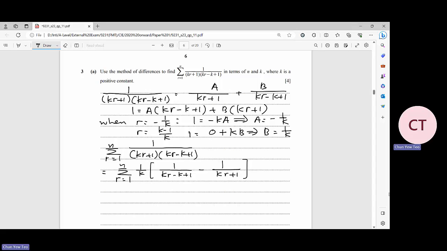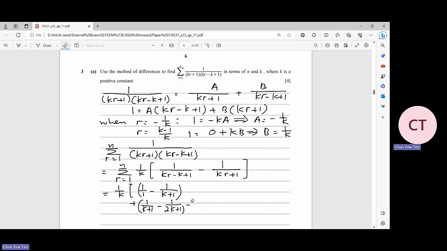I'll put it like this. Okay. Then since the k is a constant, actually I can bring the constant out. Then just replace r equal to 1 inside. If I put r equal to 1 inside, then I will get this as 1 over k times (1 minus 1 over k plus 1). Then when I put r equal to 2, you have k plus 1, then you have 2k plus 1.